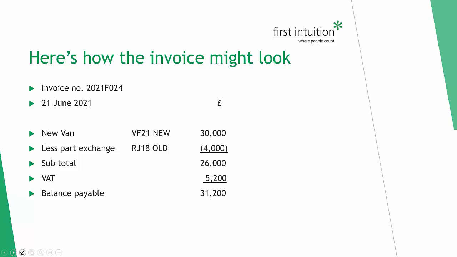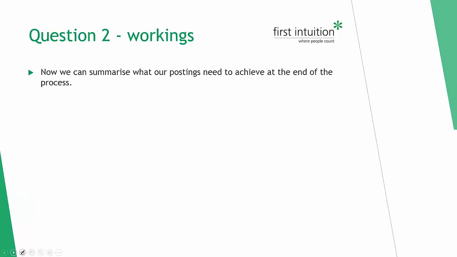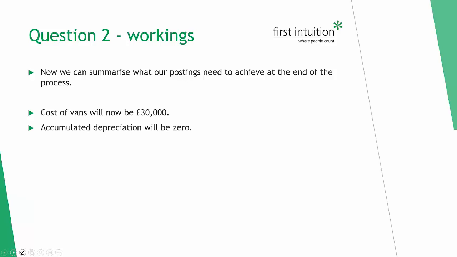So, workings once again, as what I've just been saying, cost of van will now be 30,000. Our accumulated depreciation will be reduced to zero because it's all been disposed of. We haven't yet depreciated the new van. That's another exercise that will be done as part of the year-end process. We're not doing that tonight.